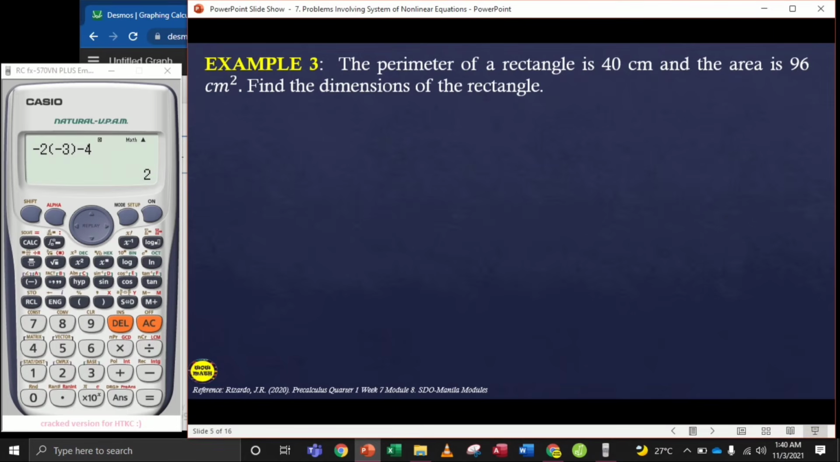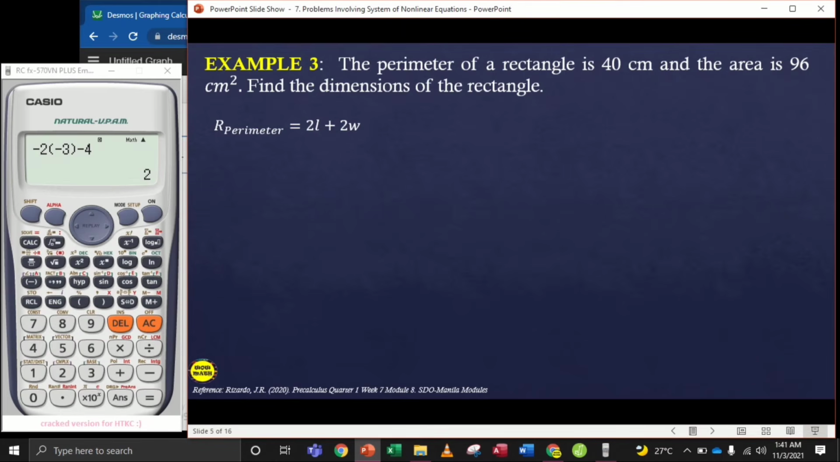Okay, for example number 3, the perimeter of a rectangle is 40 centimeters and the area is 96 centimeters squared or 96 square centimeters. Find the dimension of the rectangle. So, ano ba yung formula ng perimeter ng rectangle? So, that is 2L plus 2W where yung L natin is yung length and yung W is width.